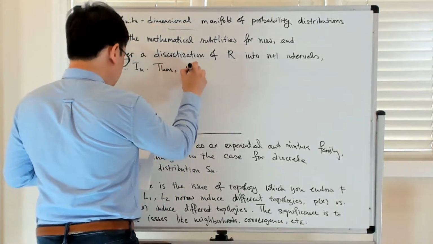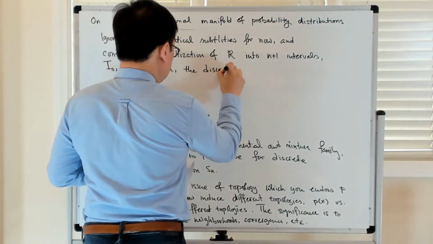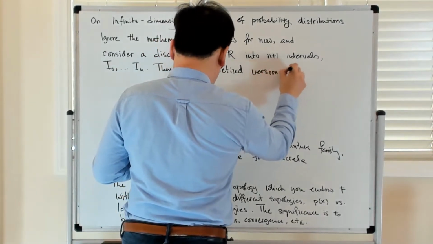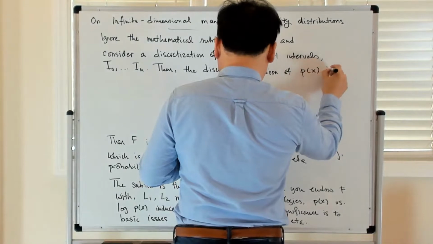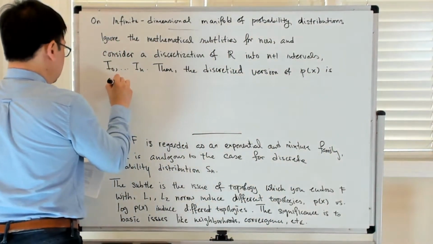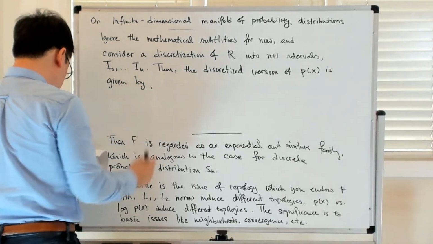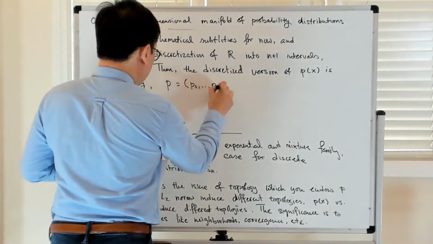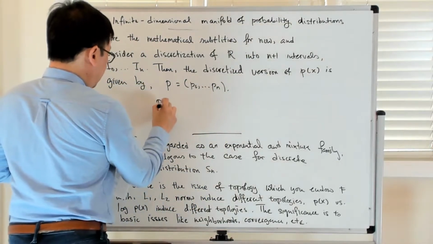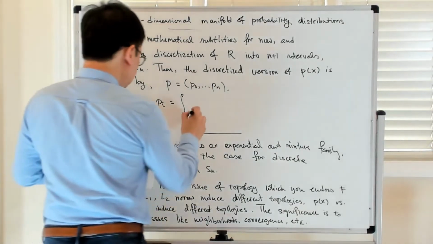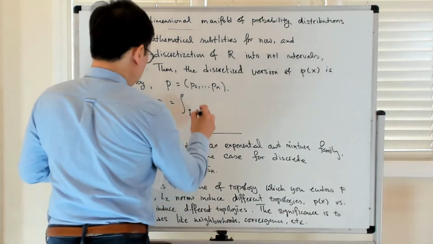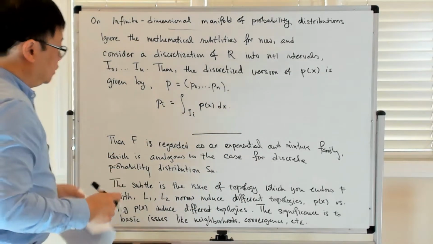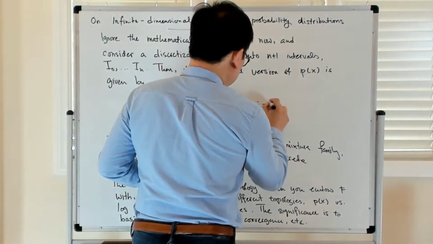So then the discretized version of p(x) is given by, let's call that P, which is P0 to Pn, where Pi is given by just the integral over the ith interval of p(x) dx. Okay, and then i goes from 0 to n.